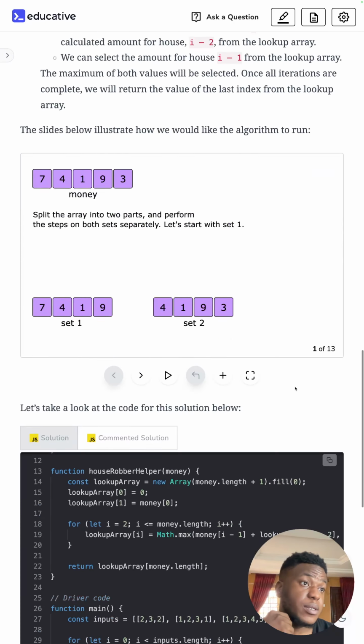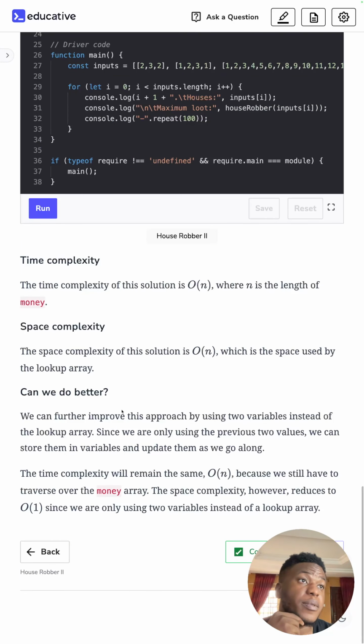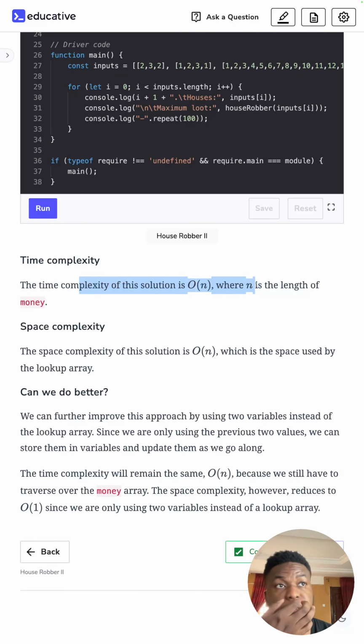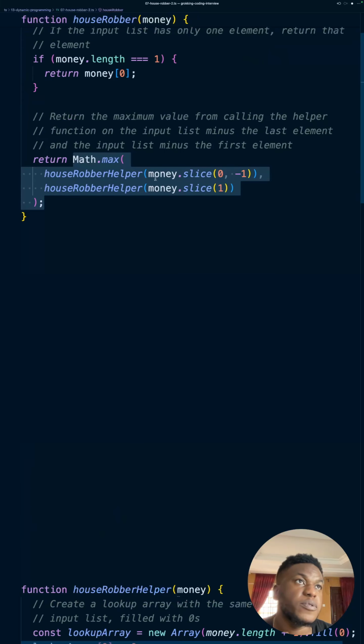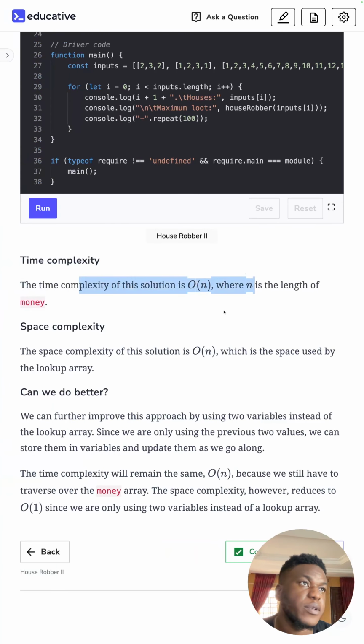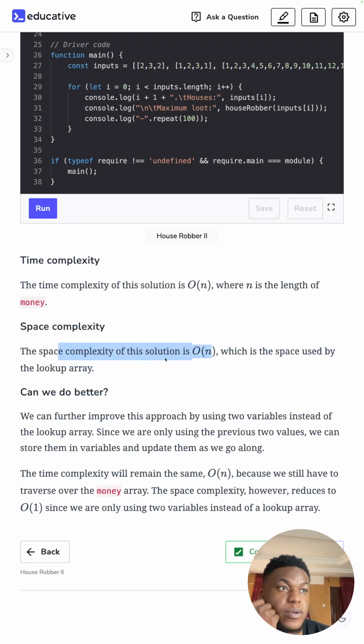So next, let's check the time complexity of this problem. It's O(n) because we only loop once, right, across everything. Well, we technically 2n, right, because we're looping twice here. We're doing it twice for 2 sets of the same array, but 2n evaluates down to n. And the space complexity is O(n), which is space used by the lookup array.